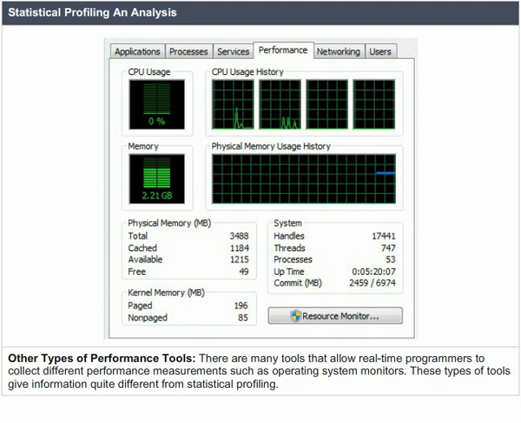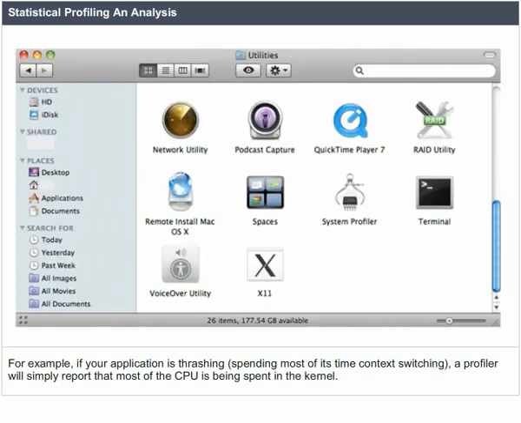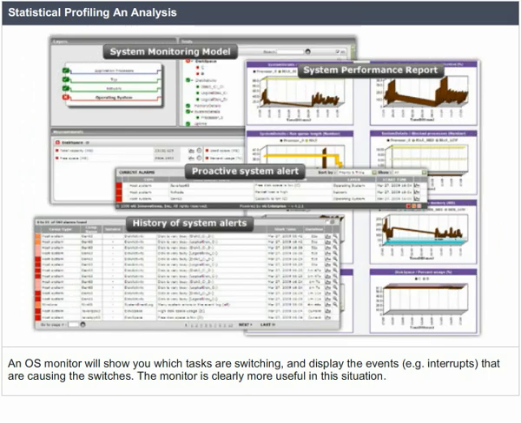These types of tools give information quite different from statistical profiling. For example, if your application is thrashing, spending most of its time context switching, a profiler will simply report that most of the CPU is being spent in the kernel. An OS monitor will show you which tasks are switching and display the events, for example, interrupts that are causing the switches. The monitor is clearly more useful in this situation.